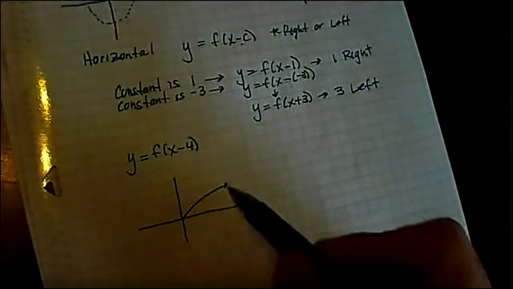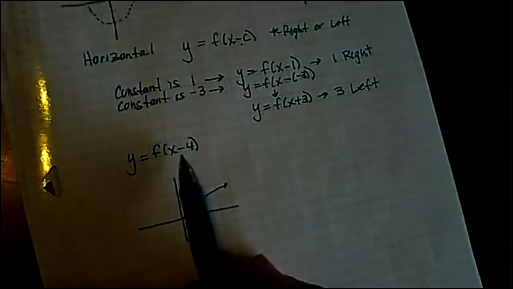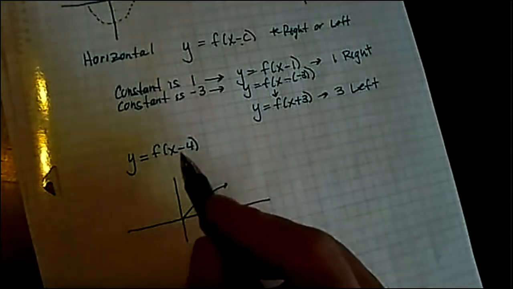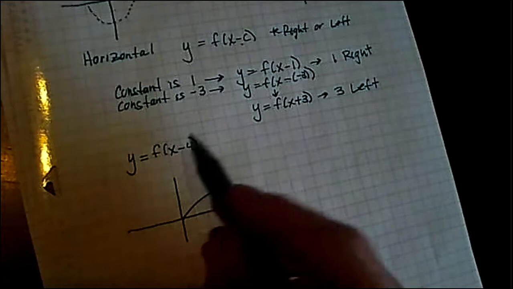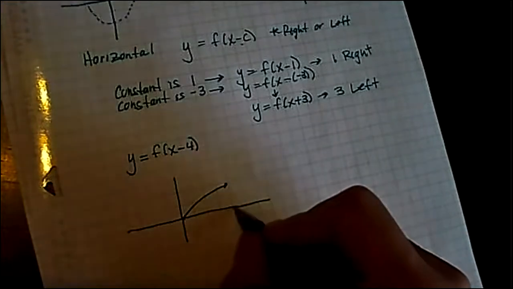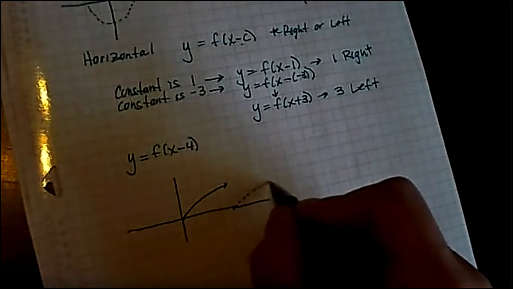So I'm just saying, here's the function right here. So what are we going to do here? If we have a -4, what are we going to do there? We're going to shift it the opposite direction. So we're going to take it and we're going to go 4 to the right. So 1, 2, 3, 4. We're going to start here. We're going to go 4 to the right.